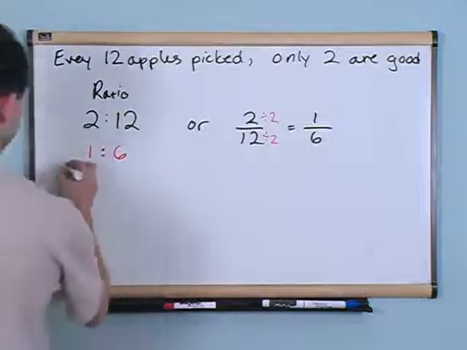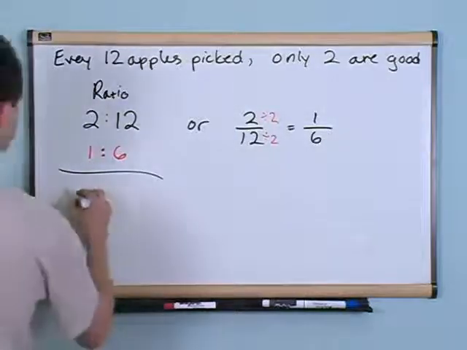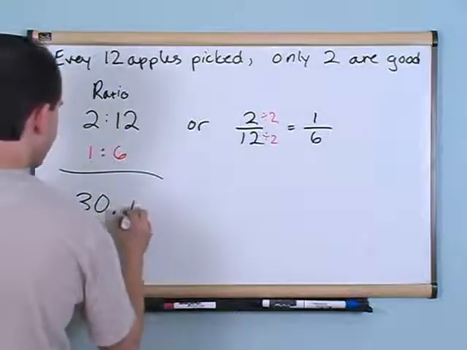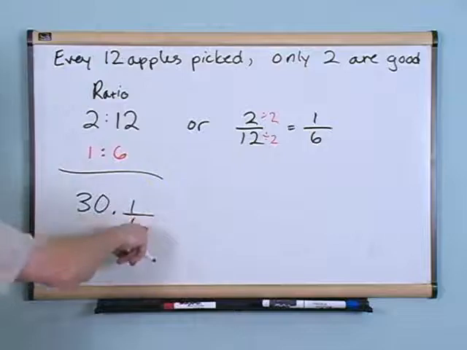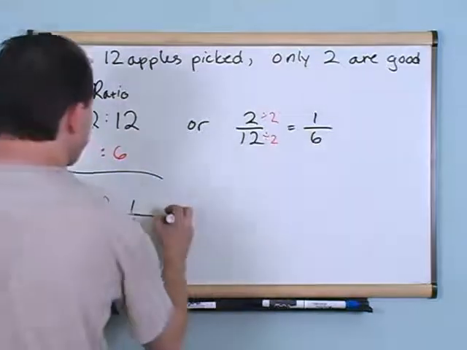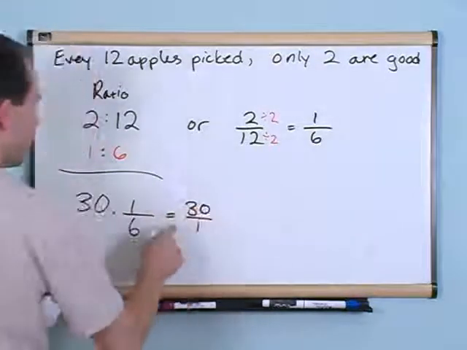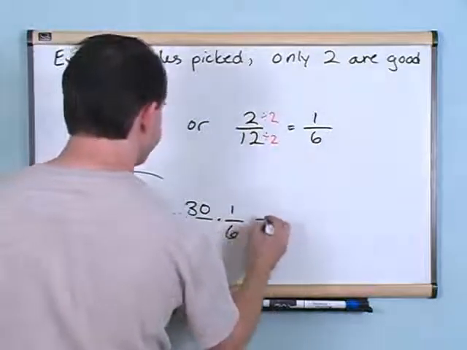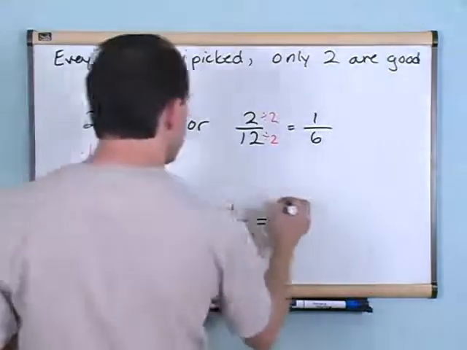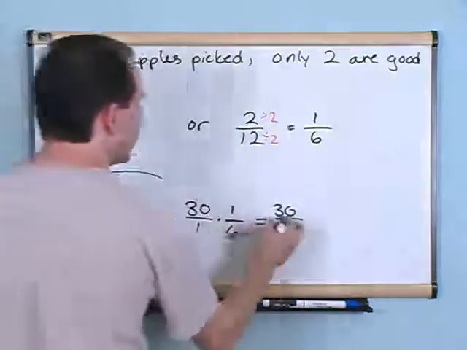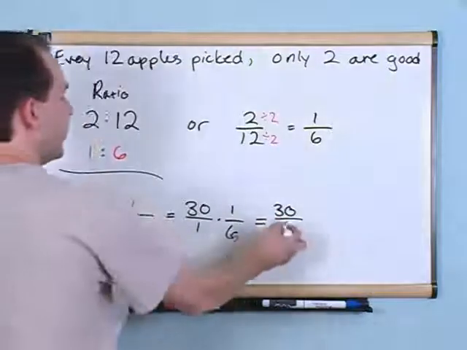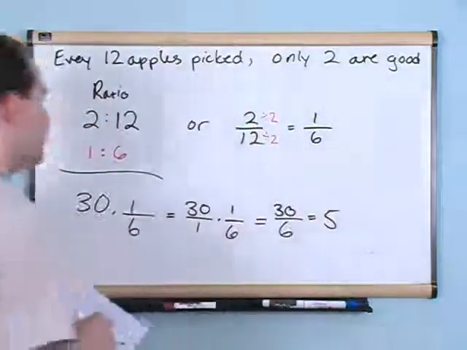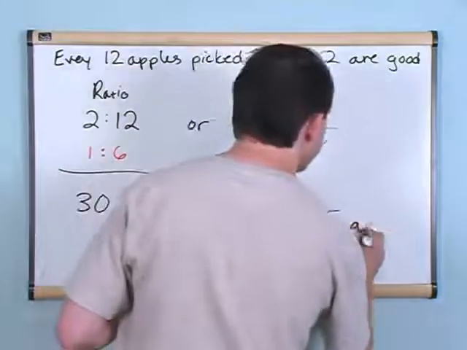Well, it's not that hard. You take the 30 apples that you're picking and you just multiply by your ratio, which is 1 good apple to 6 bad apples. So to do this, I'm going to make it 30 over 1, which is going to equal 30 times 1/6. 30 times 1 gives me 30. 6 times 1 gives me 6. And then to simplify this, 30 divided by 6 is simply 5. So I should get 5 good apples out of 30.